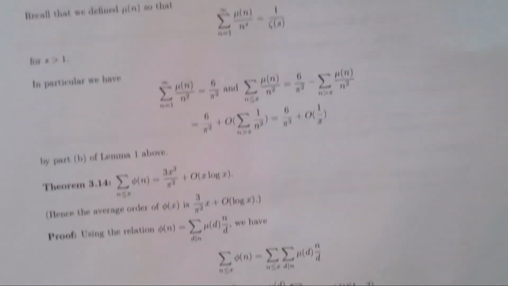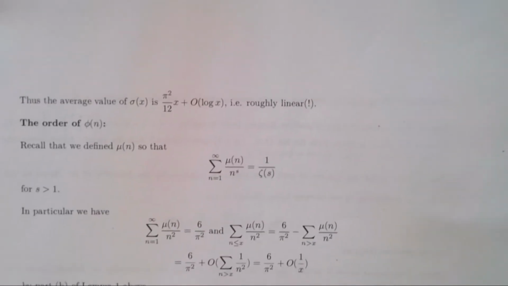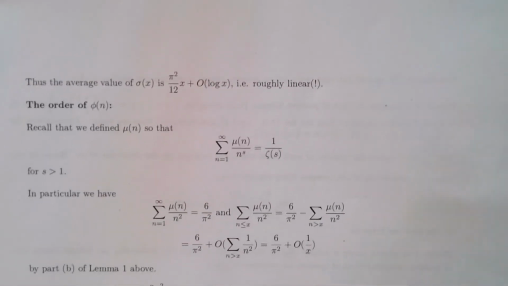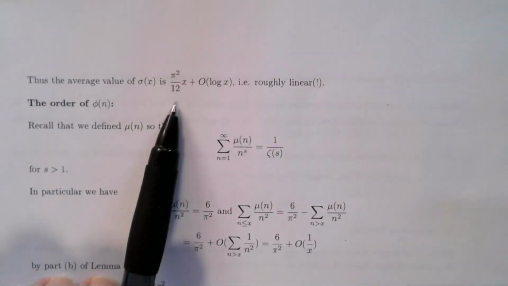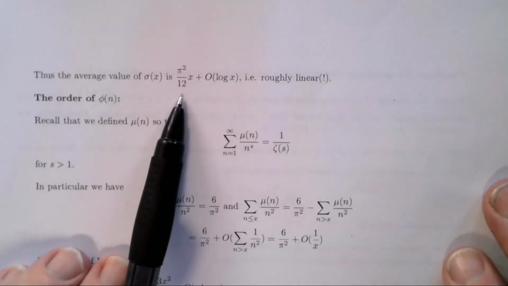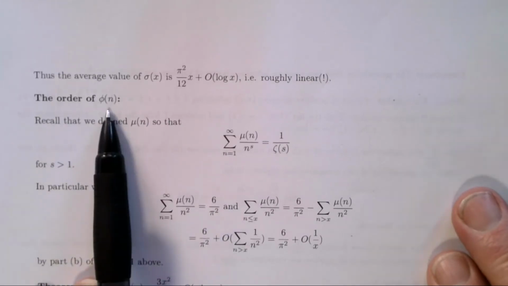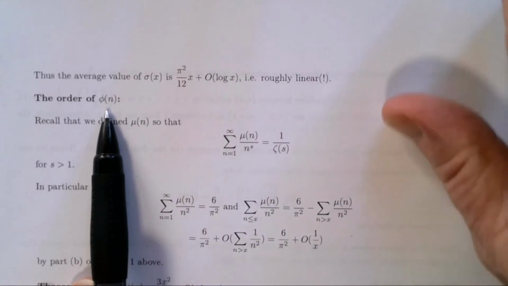And I mentioned that at the beginning of the next page here. I can get to it here. So the average value then of sigma x is this, i.e. it's roughly linear, which is, I think, quite an amazing surprise. Well, I'll do one more of these. We'll have a look at the order of phi of n, which is also very interesting to see what happens with our function phi of n.